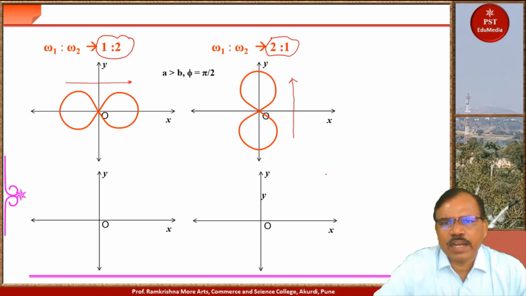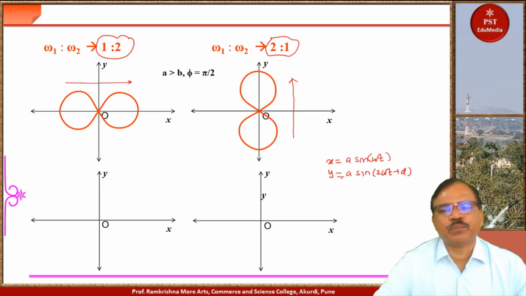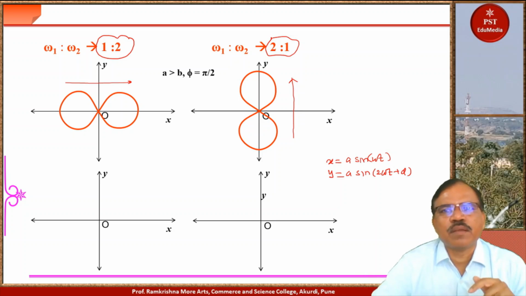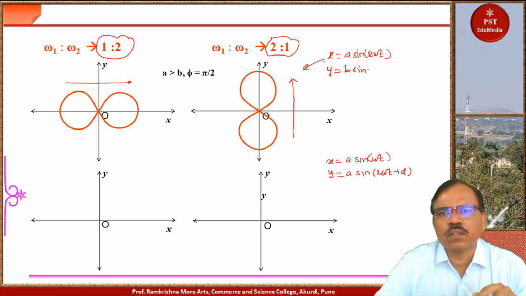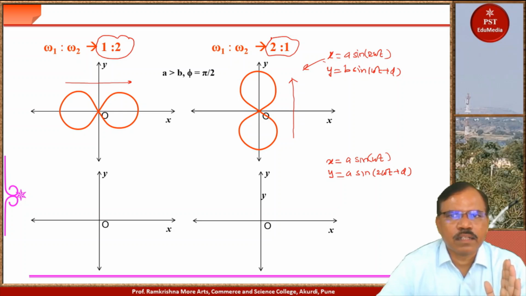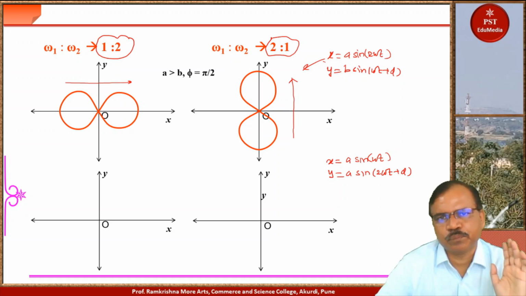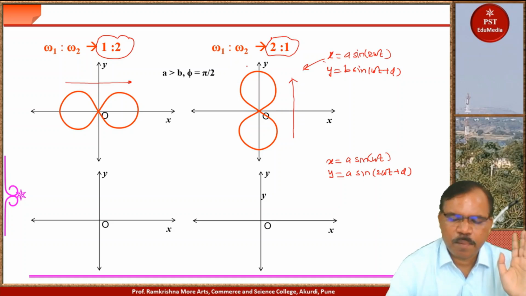Means here we can write x is equal to a sin omega t and y is equal to a sin(2 omega t plus phi). The meaning of this is this. Frequency ratio is 1:2. What happens when there is one oscillation along the x-axis? There are two oscillations along the y-axis. So we get loops along the x-axis. But in the case of 2:1, x is equal to a sin 2 omega t and y is equal to b sin(omega t plus phi). Means when there are two oscillations along the x-axis, within that time there is one oscillation along the y-axis. And we get a figure like this, 8. Figure of 8.